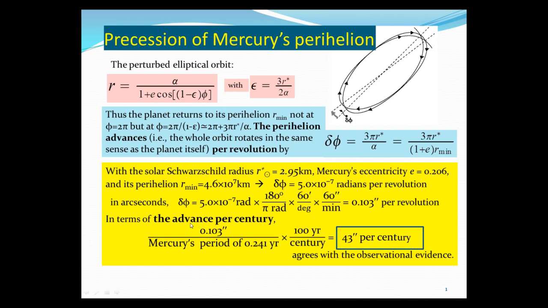Okay. Now, in terms of advance per century, this 0.103 arc second is per revolution, and each period for Mercury is 0.241 year. Then to convert to a century, you multiply by 100 years per century. The years cancel, and you get arc seconds per century, which turns out to be 43 arcsec per century, precisely as was observed.